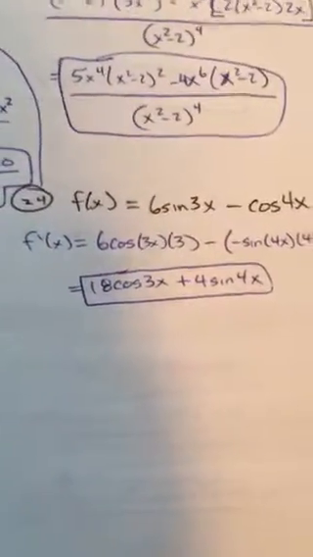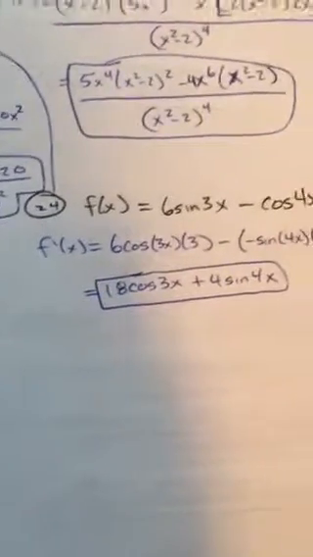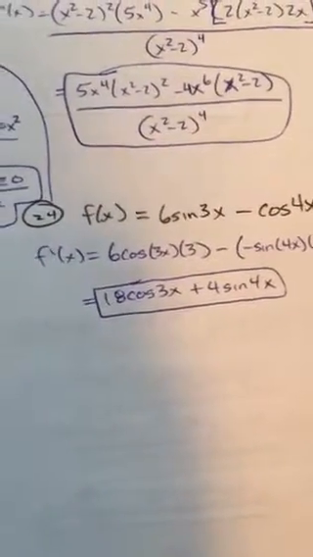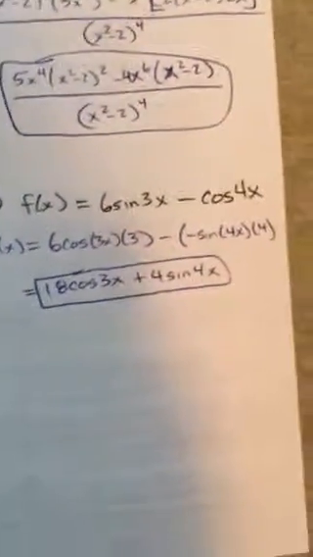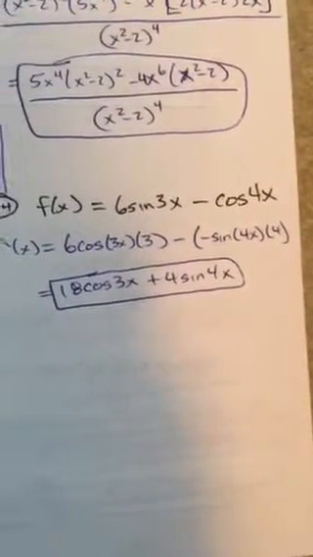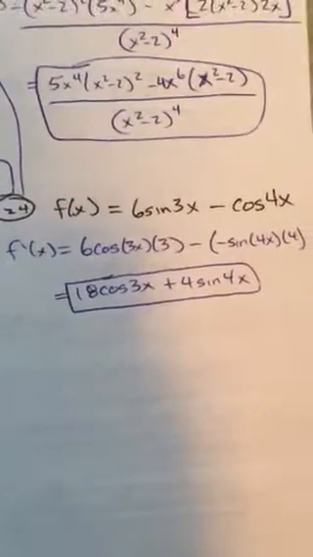Here, folks, that's just easy derivatives. Derivative of sine 3x is cosine 3x times that 3 minus derivative of cosine is negative sine. Take the derivative of 4x, which is 4 there. Negative times negative is a positive. 6 times 3 is 18.